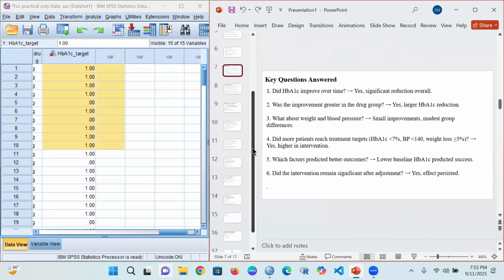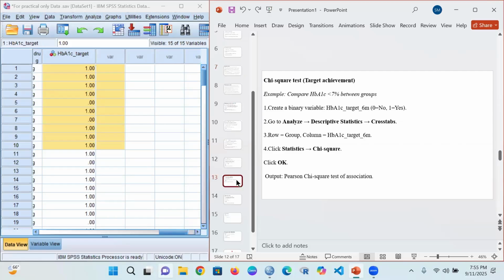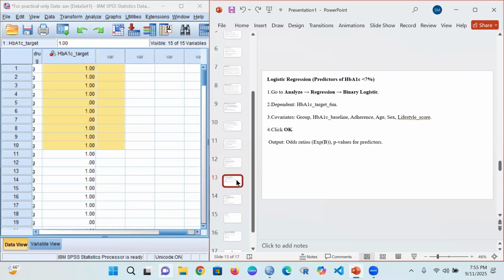So the next thing we want to check is which factors predicted better outcomes. We want to check which factors predicted better outcomes. So for this one now, after carrying on the chi-square, let's now get to logistic regression. The logistic regression now will tell us which factors, for example, is it the age, is it the sex, is it the adherence, or any other factor that we end up with. So we get how to carry out the logistic regression.